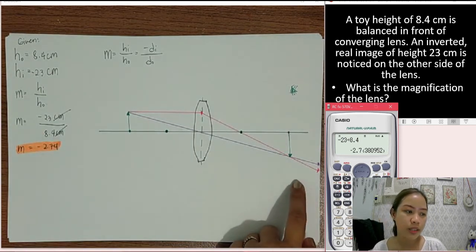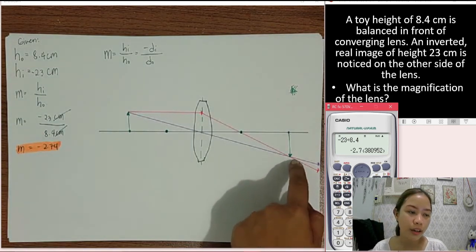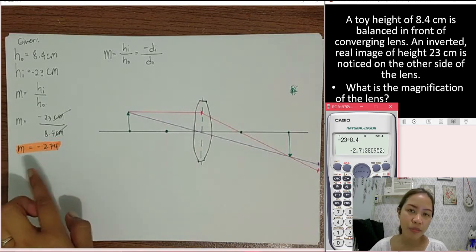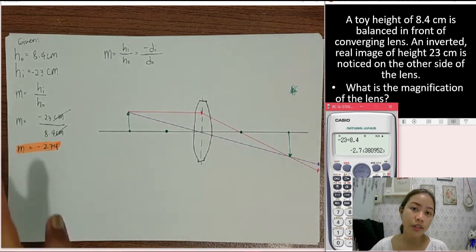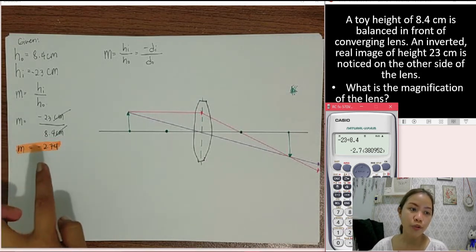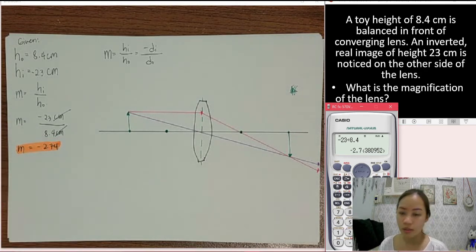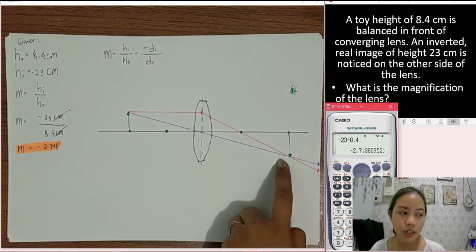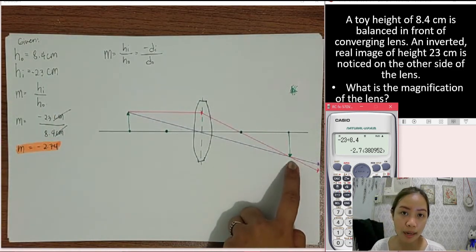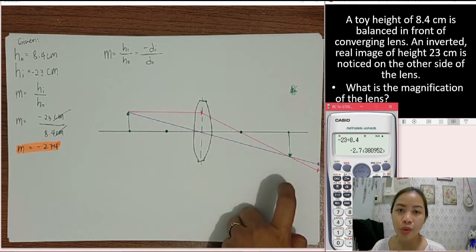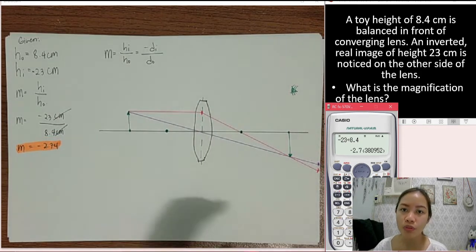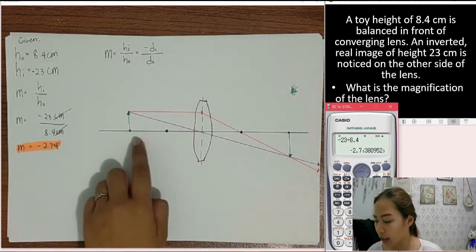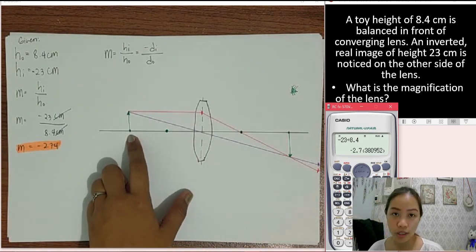Okay, so meaning this is enlarged. Why enlarged? Because we have here a value of magnification that is greater than 1. So we have 2.70. Again, HI is just negative, that is why it is below the optical axis. But if we take a look at the absolute value, HI should be taller compared to HO or the object.